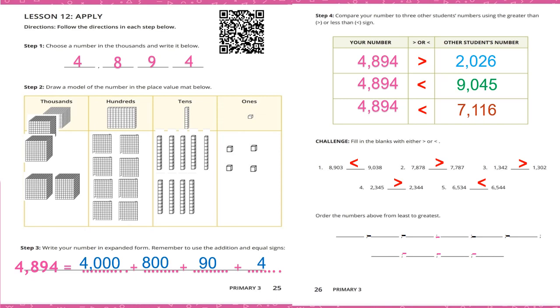Here in the last part, he wants me to order numbers from the least to the greatest. We have many numbers here. We will arrange them from the least, from the smallest. Which is the smallest number here?